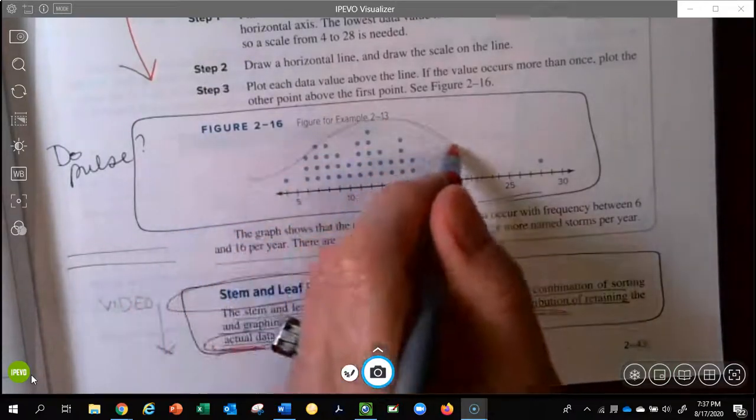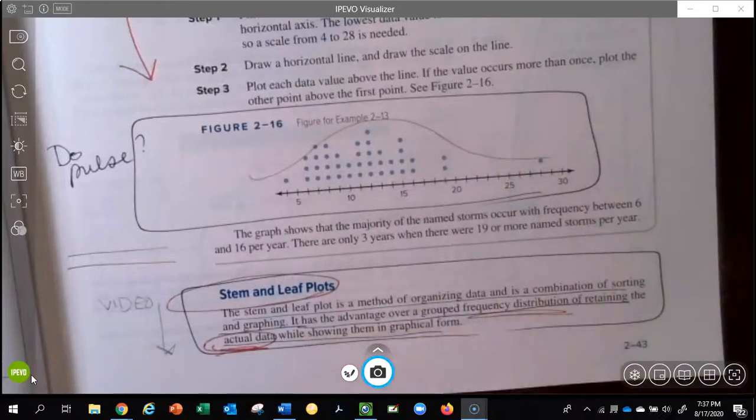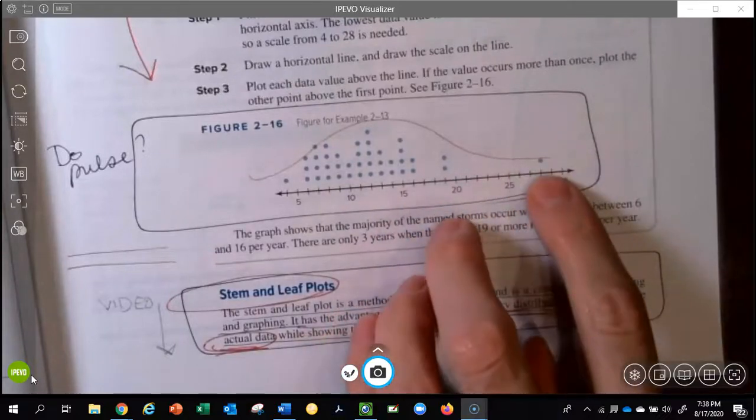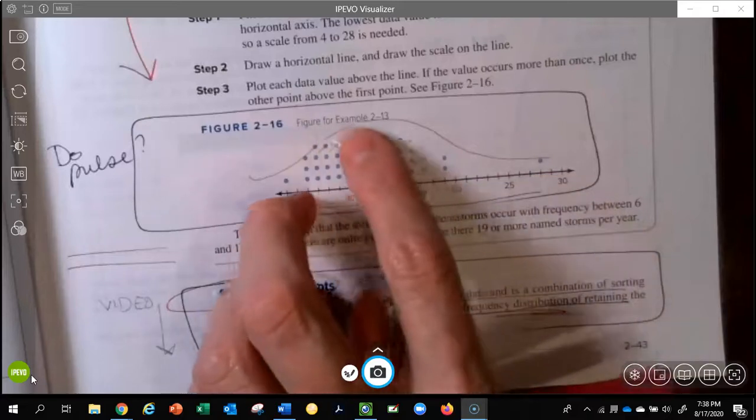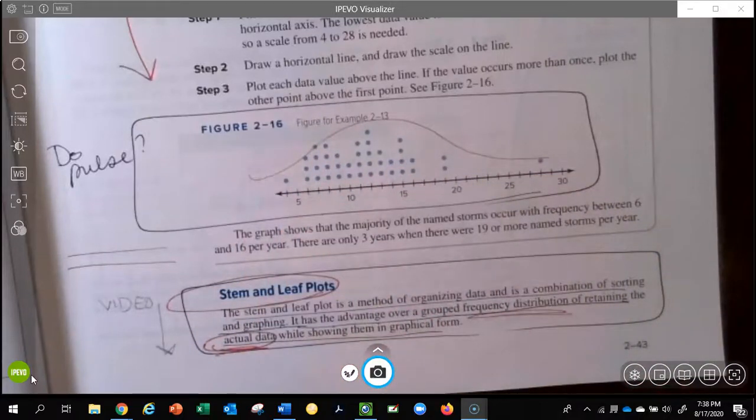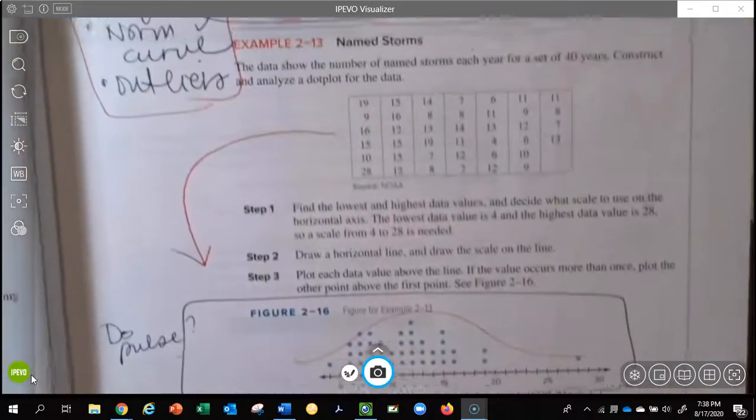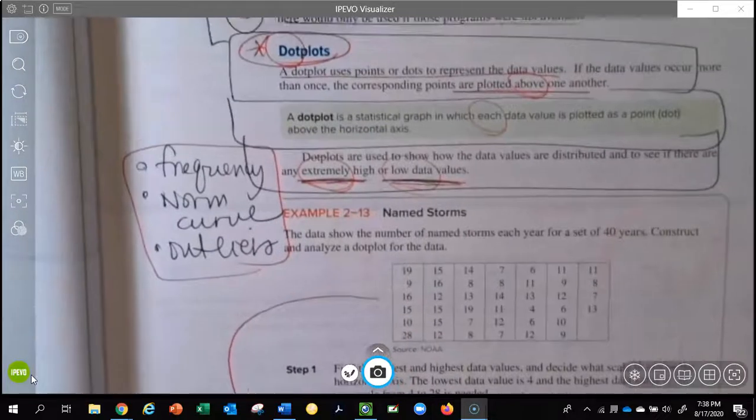And the cool thing is it does start to look normal, like a normal distribution. Might even show you some outliers. Might even show you if it's bimodal. It can show you a whole lot of different things. So we talked about the 3 different charts, graphs, ways to display information, and we ended this video talking about dot plots.